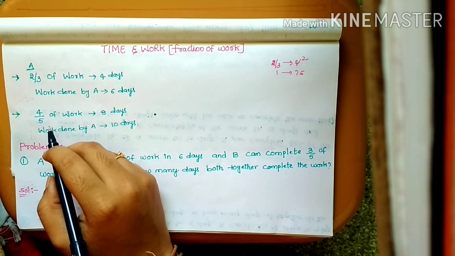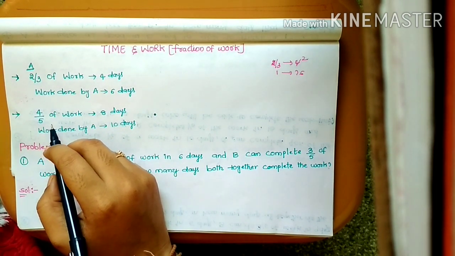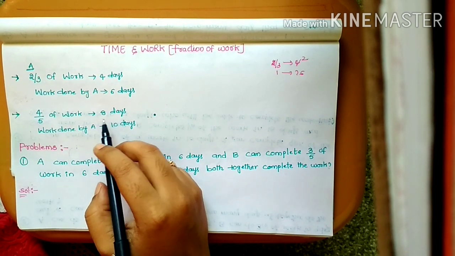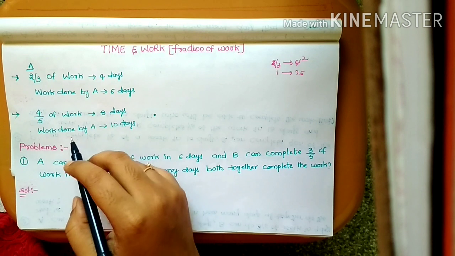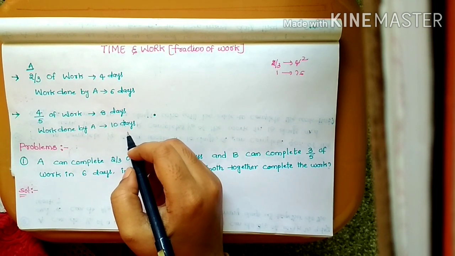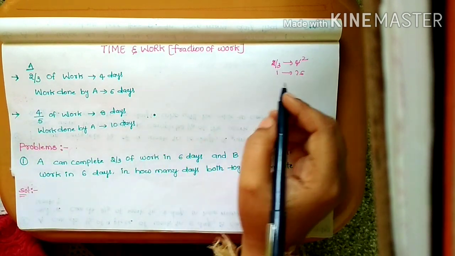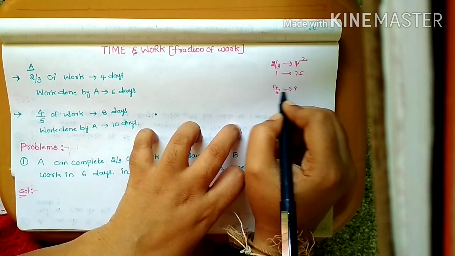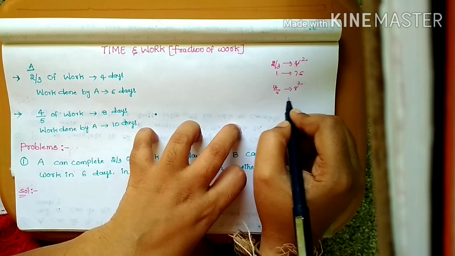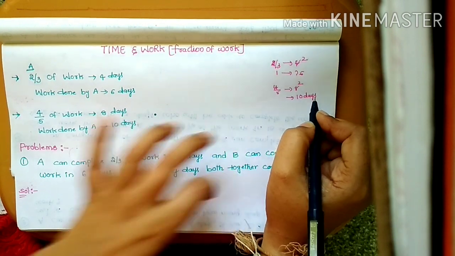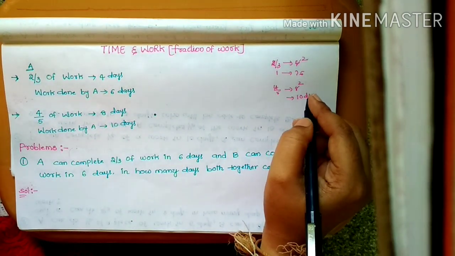Suppose A completes 4/5 of work in 8 days. In how many days is the work done by A? 10 days. 4/5 in 8 days. So 4 twos, the total work is done by A in 10 days. Like that. Questions can also be asked this way.